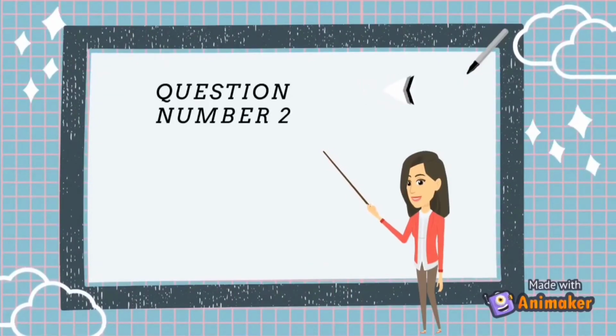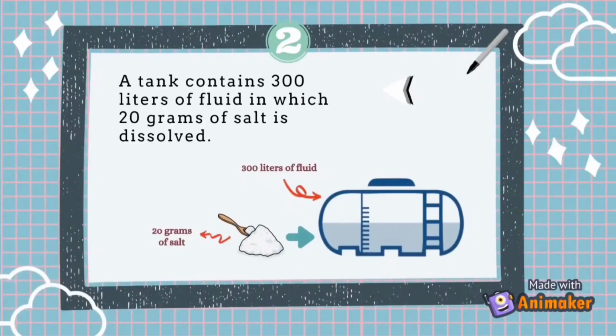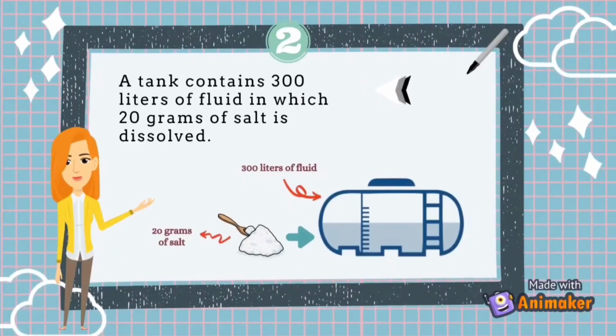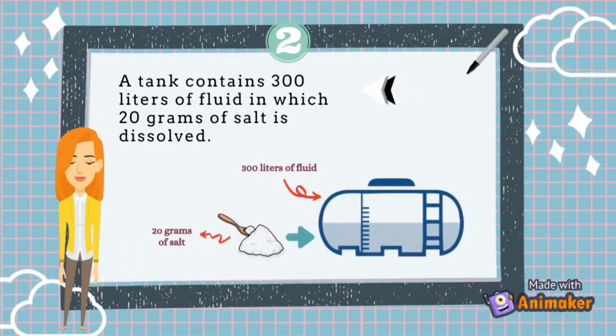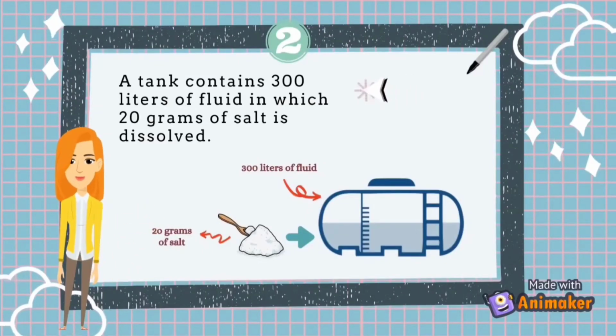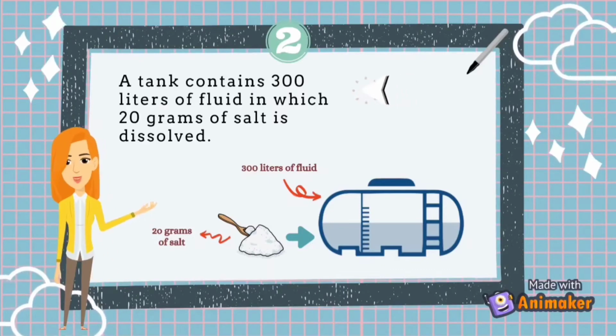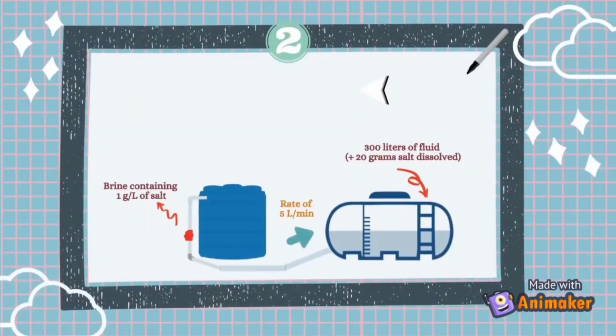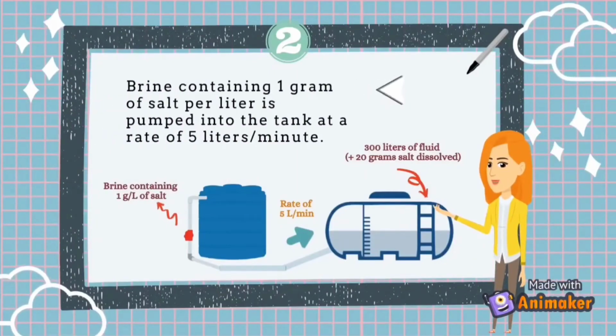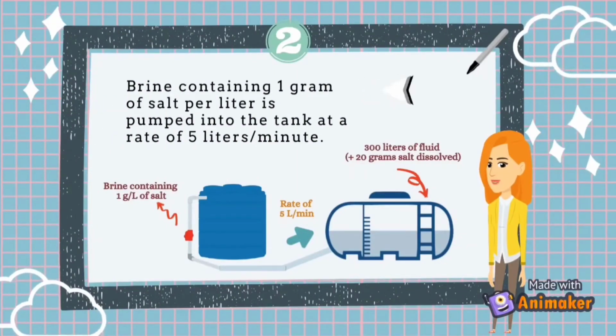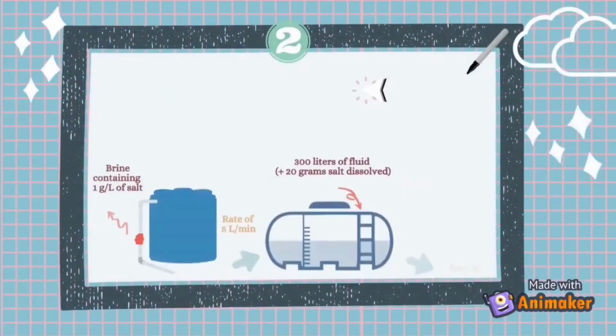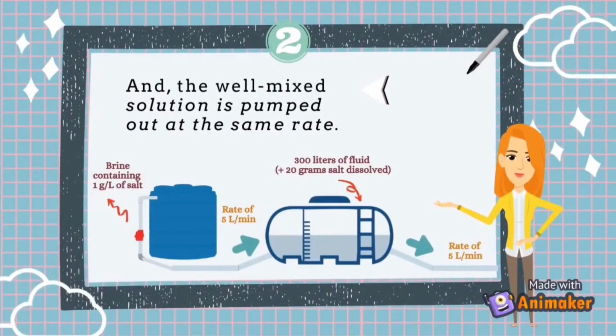Question number 2. A tank contains 300 liters of fluid in which 20 grams of salt is dissolved. Brine containing 1 gram of salt per liter is pumped into the tank at a rate of 5 liters per minute. And the well-mixed solution is pumped out at the same rate.